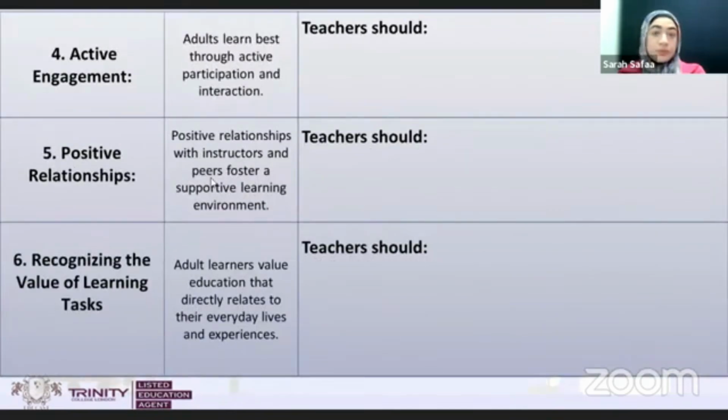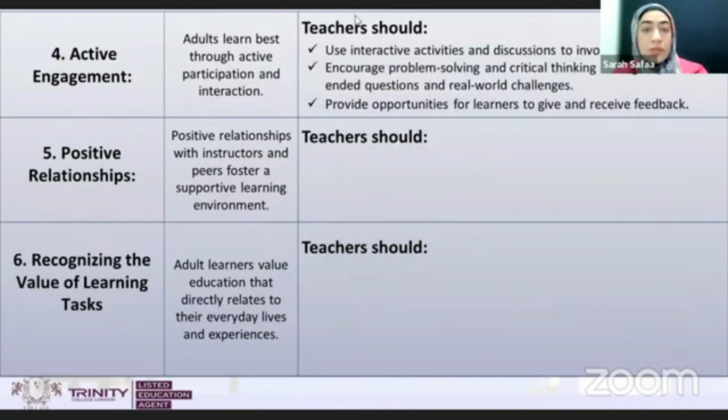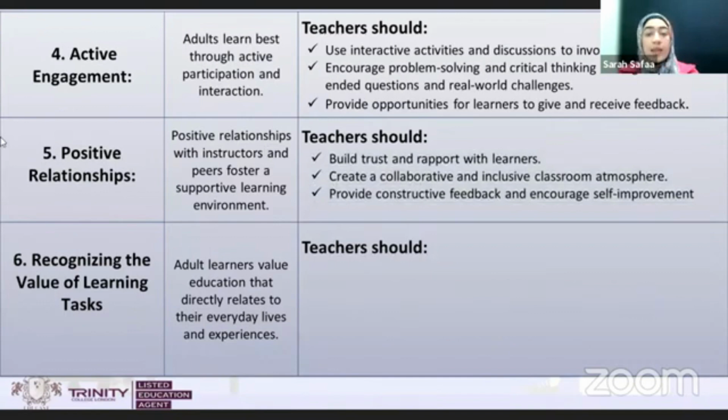Number 4, use interactive activities and discussions to involve all learners. Encourage problem solving and critical thinking through open-ended questions and real-world challenges. And we're going to go in depth on this part very soon. Number 5, positive relationships, or the rapport inside the class. Build trust and rapport with learners. This is very important. Create a collaborative and inclusive classroom atmosphere. Provide constructive feedback and encourage self-development.